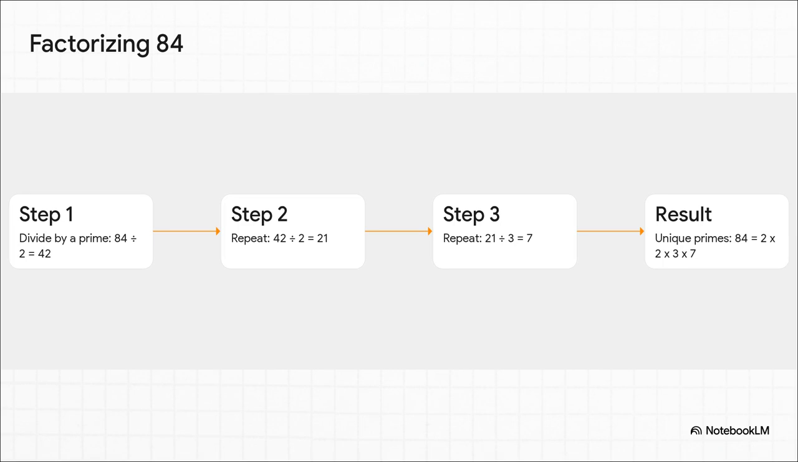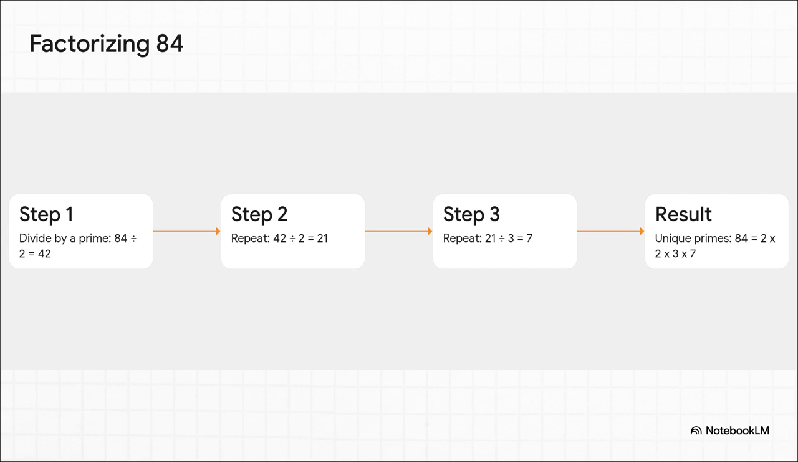Let's actually see this thing in action. Take a number like 84. Well, let's start dividing by primes. It's even, so we divide by 2, and we get 42. Still even, so we divide by 2 again, and we're at 21. Okay, not divisible by 2, but it is by 3, which gives us 7. And 7 is prime. So there it is.